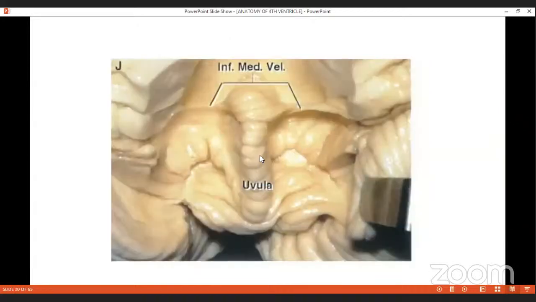Again, in another diagram, the posterior structures have been completely removed, the cerebellum on both the sides. So you could see the inferior medullary vellum arising at the nodule and going laterally, and it attaches to the flocculus of the cerebellum. The cerebellar tonsil has been retracted in order to provide a good exposure.